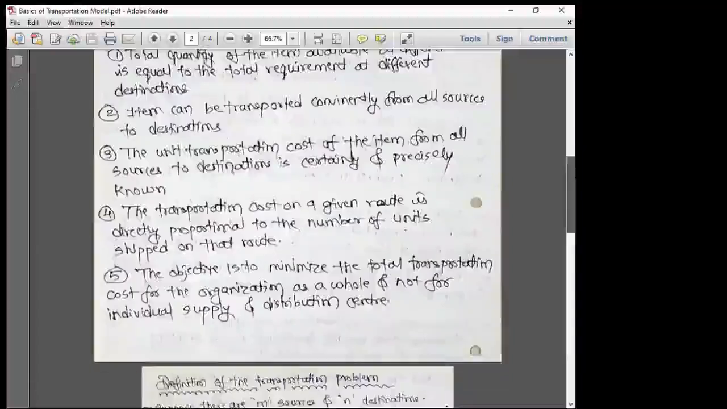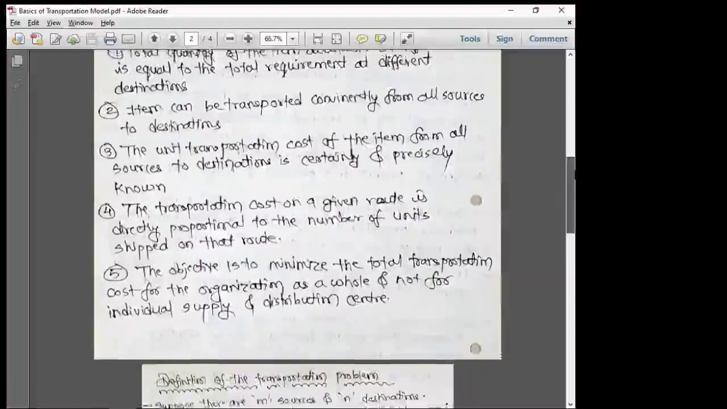The next assumption we have is that the item can be transported conveniently from all sources to all destinations. So the product that I have, I can transport conveniently from all sources to that particular destination, right? This is very straightforward. If I'm not able to conveniently transport the product from a certain source to a certain destination, I will have to eliminate the possibility of transporting that product. If there is no route, then the product won't reach from source to destination. That is the simple meaning of our second assumption.